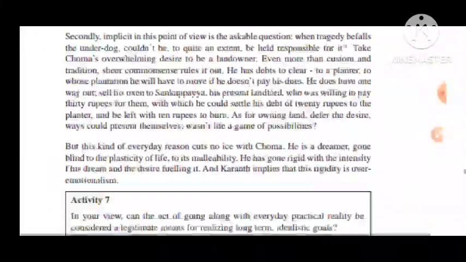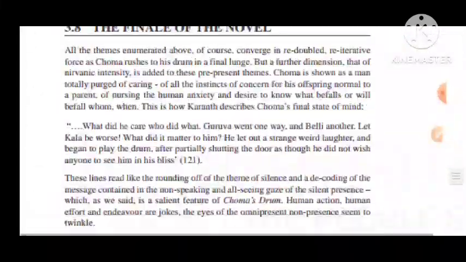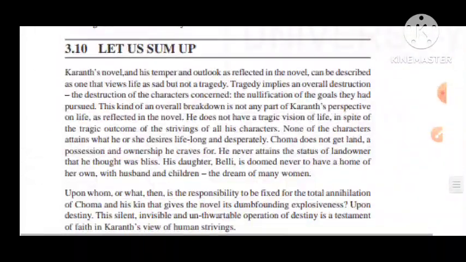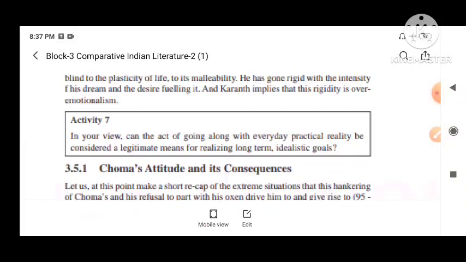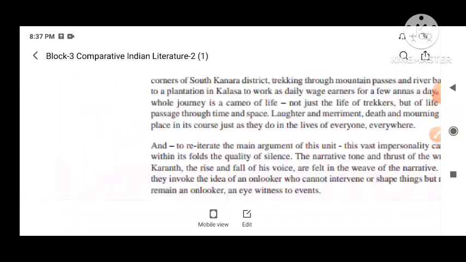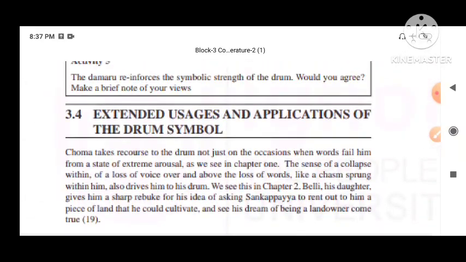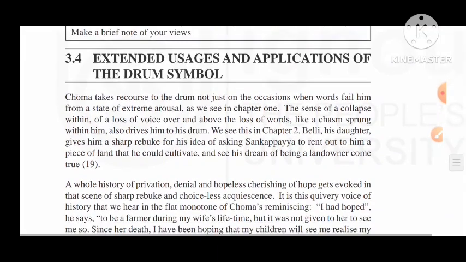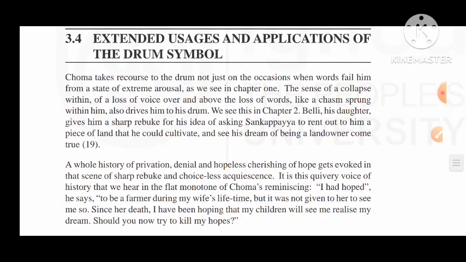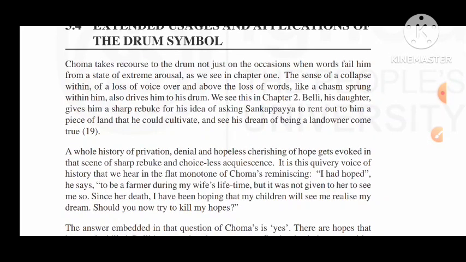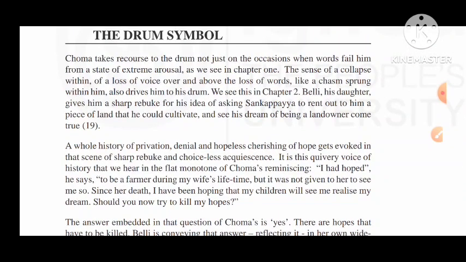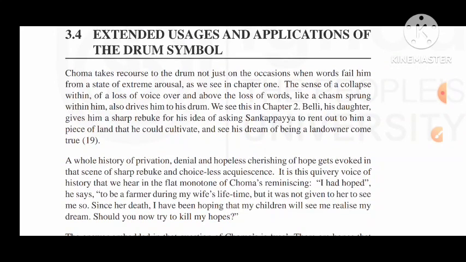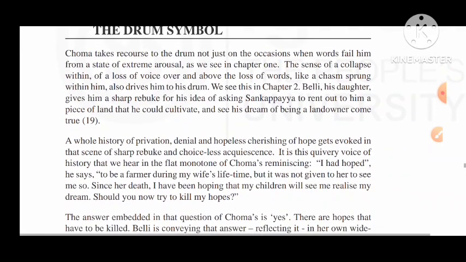Okay, so we will go to extended usages and application of the drum symbol. Choma takes recourse to the drum not just on the occasions when words fail him from a state of extreme arousal, as we see in chapter 1, the sense of a collapse within, of a loss of voice over and above the loss of words, like a chasm sprung within him, also drives him to his drum.